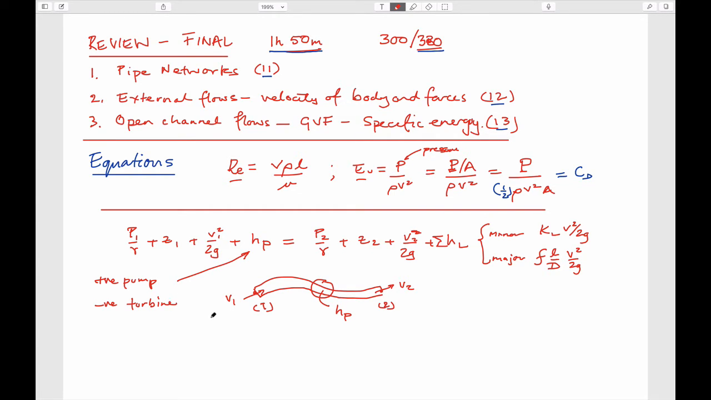Elevation heads are measured vertically upwards. Pressures are positive. This is unit weight. And the pump head is equivalent to the power of the pump, which is in watts, divided by gravity times density times the volumetric flow rate. The volumetric flow rate is just equal to the velocity times the cross-sectional area. And so we know this term, these are always positive. Minor losses and major losses are always positive. And this is always downstream, and this is always upstream on the right-hand side.